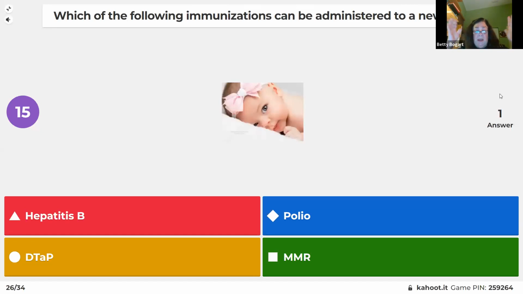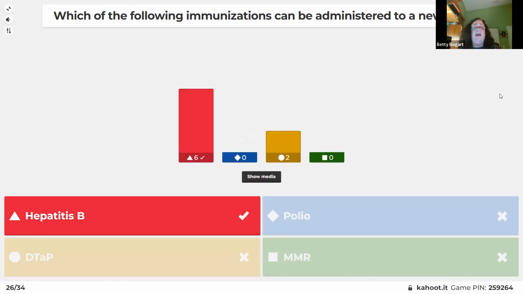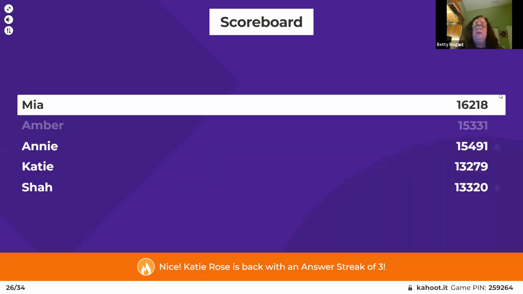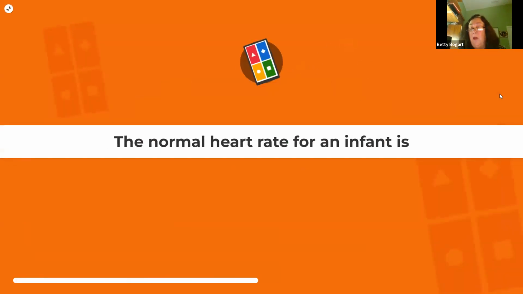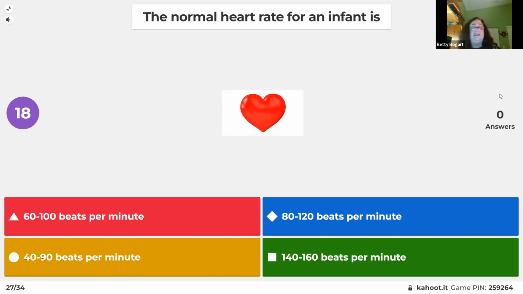Which of the following immunizations could be administered to a newborn? You're going to see 2 big pages of immunizations. Do not get overwhelmed. There are certain ones you need to know about. This is one of them. This one is given in the hospital before they're discharged, usually. And that's hepatitis B. DTaP is given at 2, 4, and 6 months. And polio and MMR come later. So immunizations, Hep B, you know it's at birth. The normal heart rate for an infant is, what did I tell you?